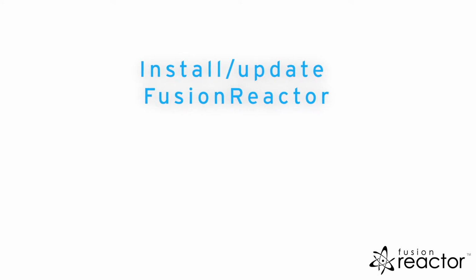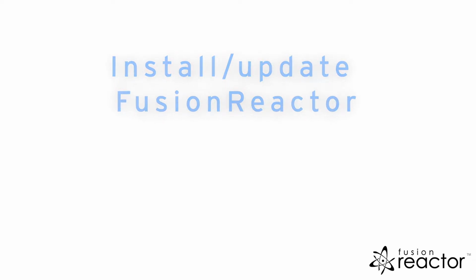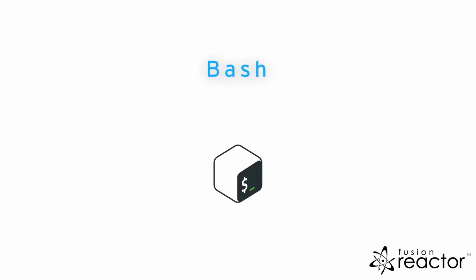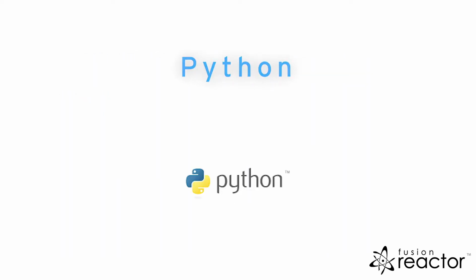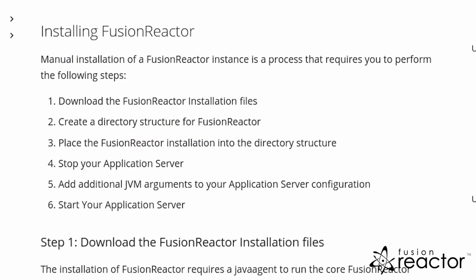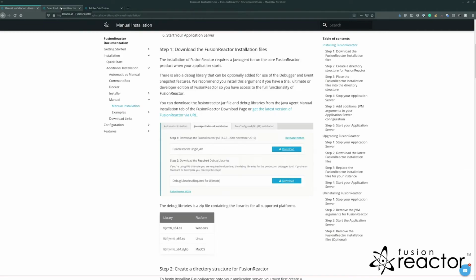This install technique is an approach that will allow you to quickly install and update FusionReactor, with the option to fully script the process using Bash, Python, or other tools. For the install, we will be following the documentation, which involves 6 simple steps. The documentation will be linked in the video description.